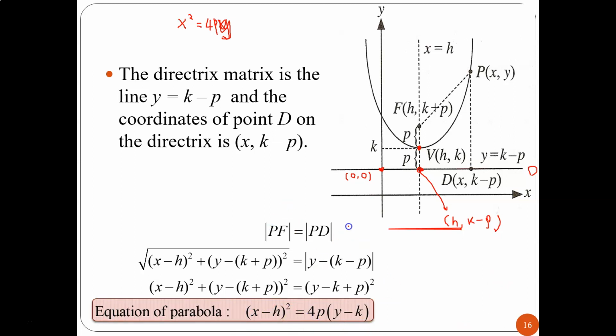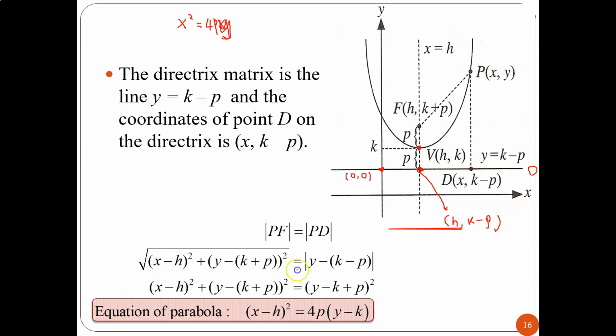So this is actually the steps how to obtain this one, but you don't have to focus on this. This is actually the length, okay? From this PF equal to PD, you can obtain the equation. Okay. So the equation is this.